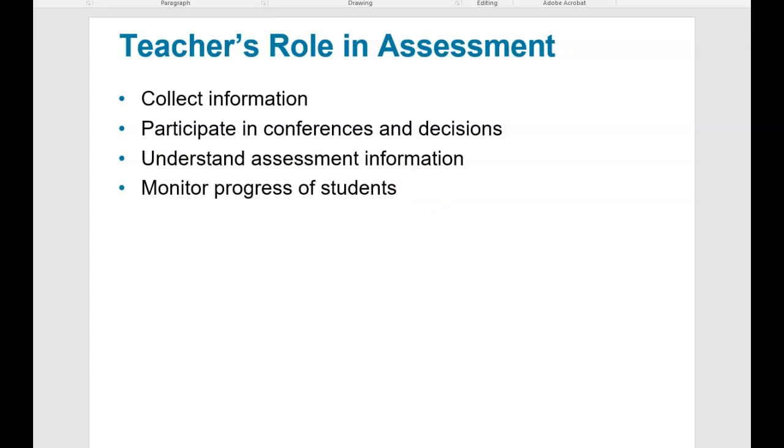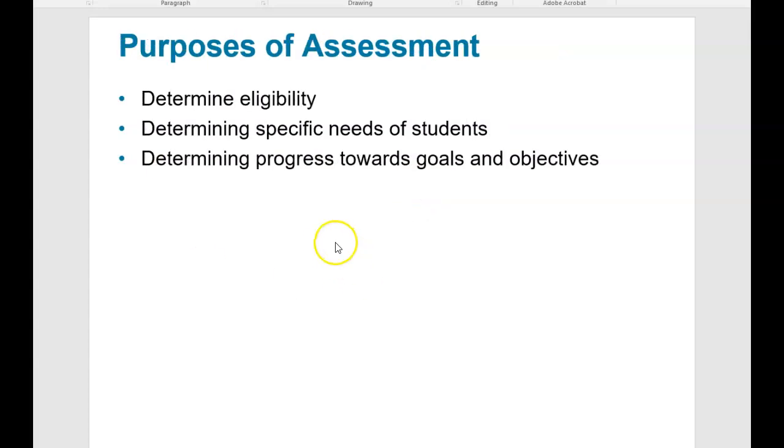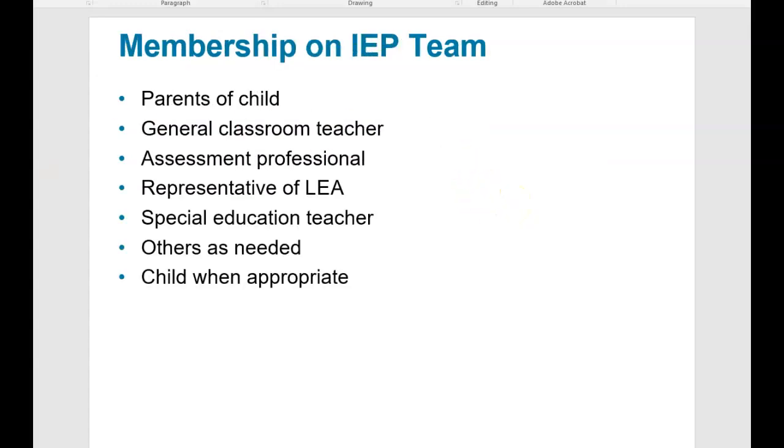And then you also want to monitor the progress of the students. So again, the assessment can help determine if the student is eligible for special education. This will also look at the specific needs of the students, and it will help you determine progress towards goals and objectives. And again, we will look a lot more at the IEP process in Education 759. If you have not had it yet, you will probably in the spring. Don't quote me on that. But some of you may have already had it, probably last spring.